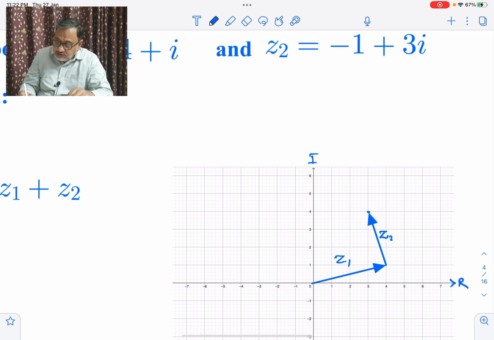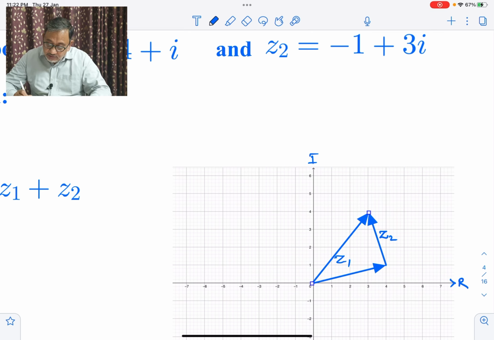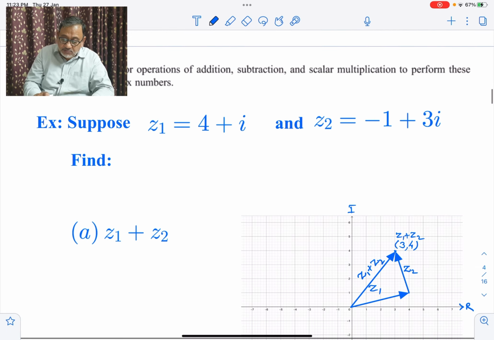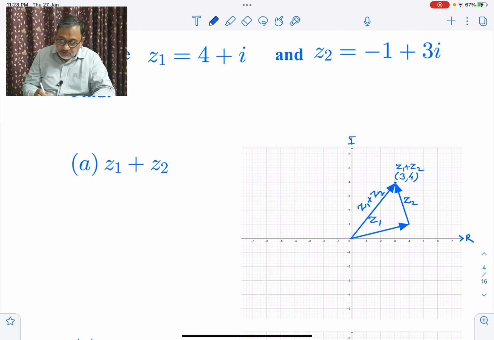Now wherever it ends, join it with O and that will be your final result, the addition of two complex numbers. Okay. So here this will represent Z1 plus Z2. So now look here, this is that point which is going to represent Z1 plus Z2. What are the coordinates of it? 3, 4. This is Z1 plus Z2. Now I'll show you algebraically also because we have to show it by both methods, algebraic and graphics method.